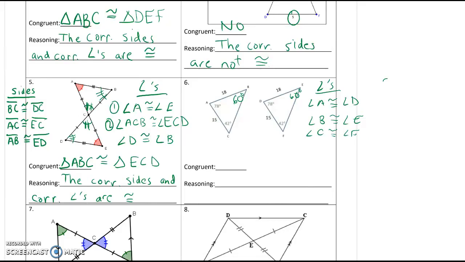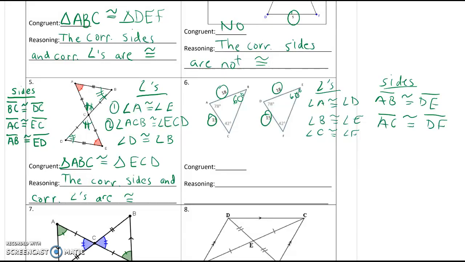Now let's look at sides. Feel free to write this anywhere on your packet. I know I'm writing it off to the side. The sides. So what's given to us? The 18s, right? So segment AB is congruent to segment DE, and the 15s are given to us. Segment AC is congruent to segment DF.